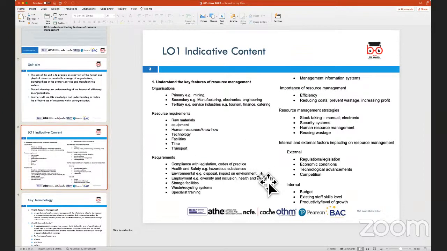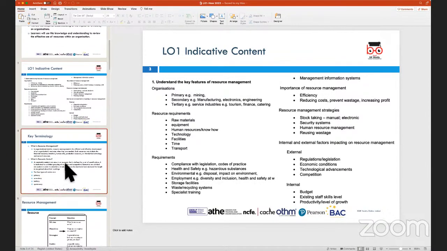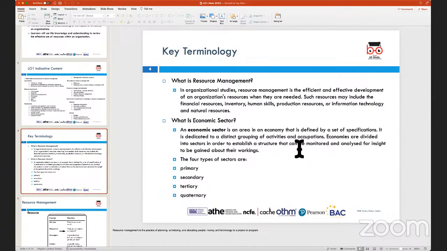Now, this is the indicative content that we are looking at covering, which comes from the unit spec in the first learning outcome, understanding resource management, and we'll get into this in a bit more detail. I've given you some examples of resource management already, but one of the other aspects we need to throw into the mix is to understand what is economy and what are the various sectors in economy. This is maybe a trip down memory lane for those of us who have studied social sciences or understood economy in our schooling days.